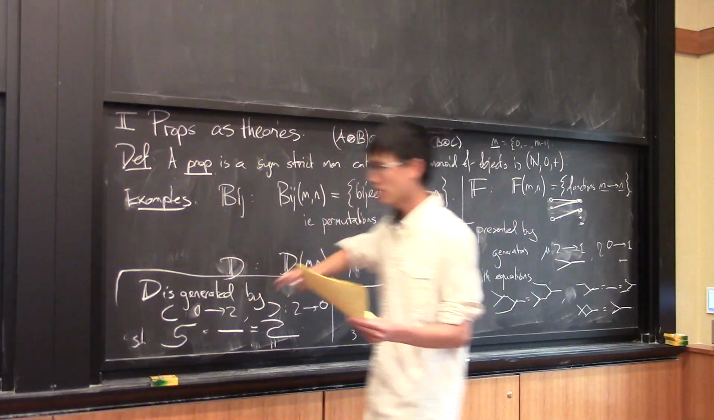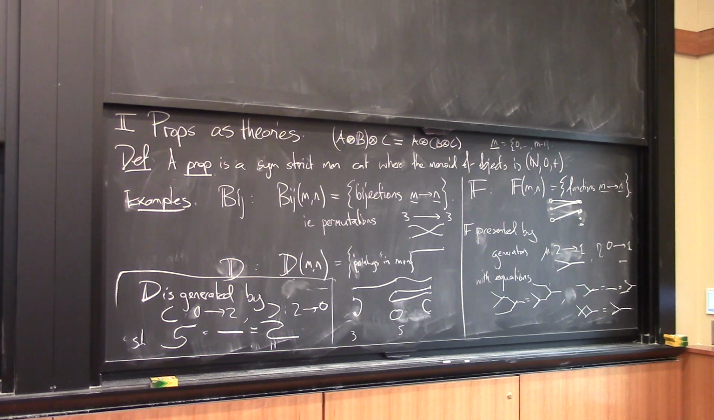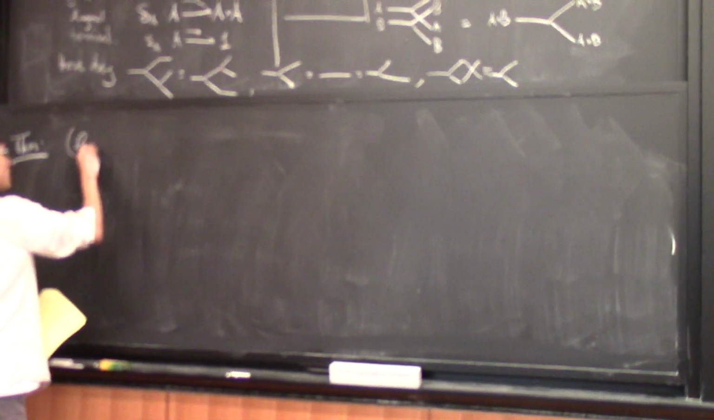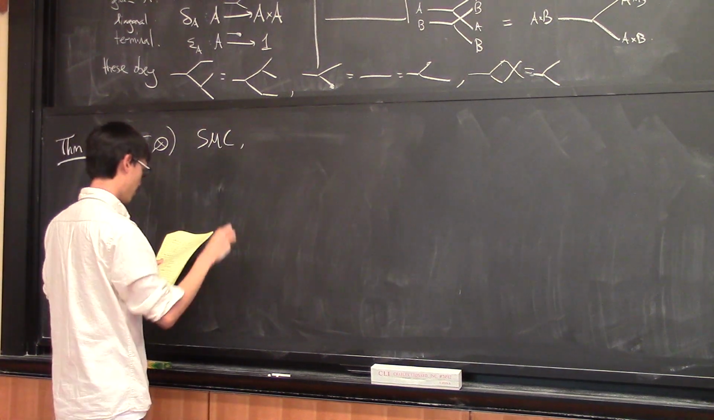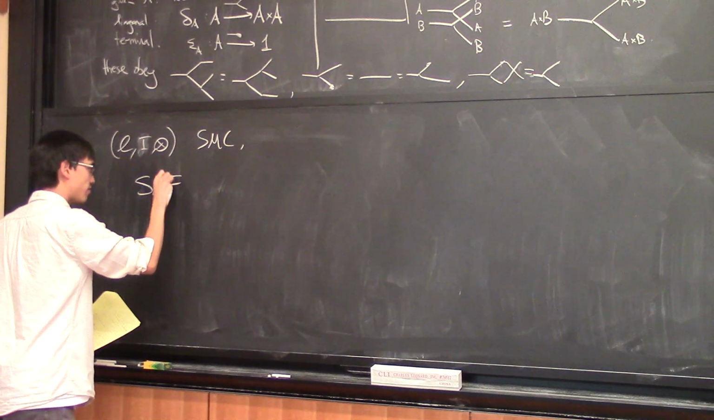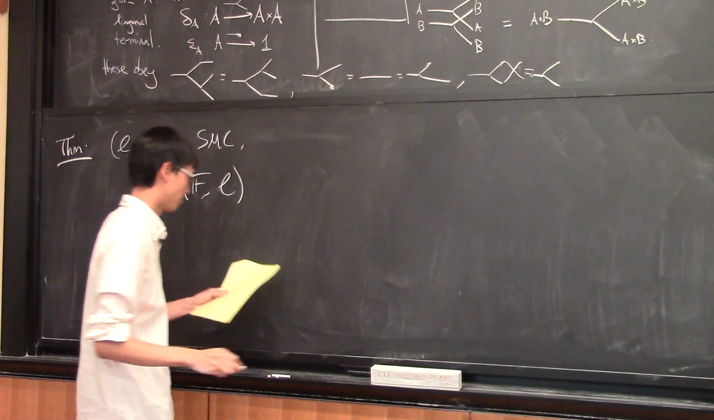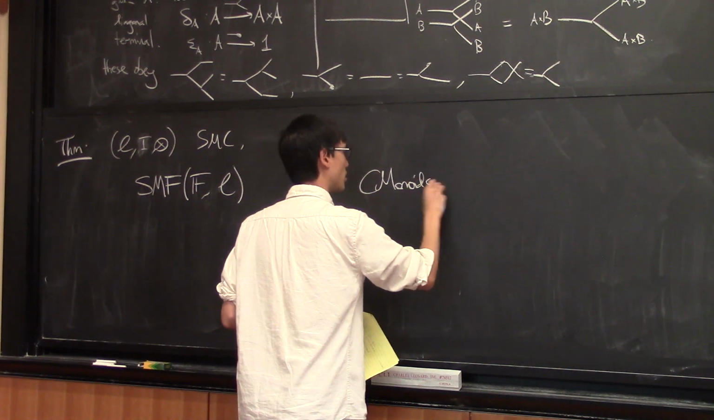So what does that mean theory-wise? Well, there's a nice theorem that says if we pick any symmetric monoidal category C, then we have an equivalence between, I'm writing SMF for strong monoidal functors from this prop F into C, and commutative monoids in C.